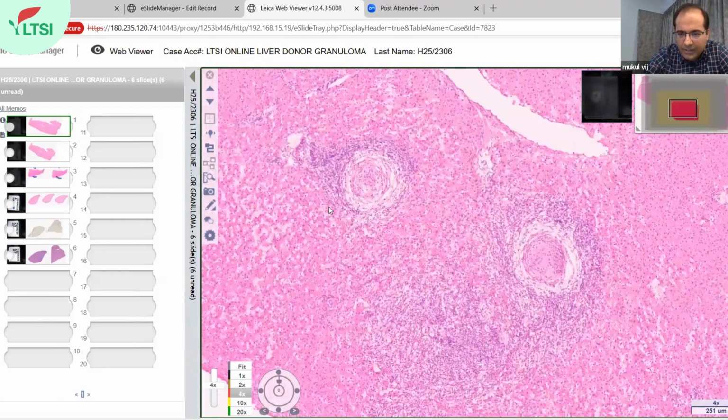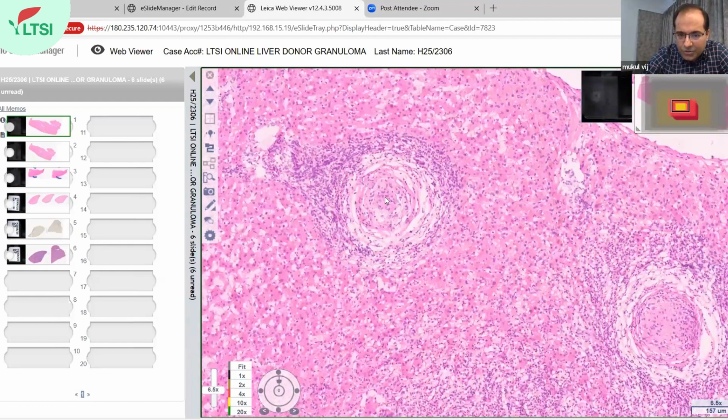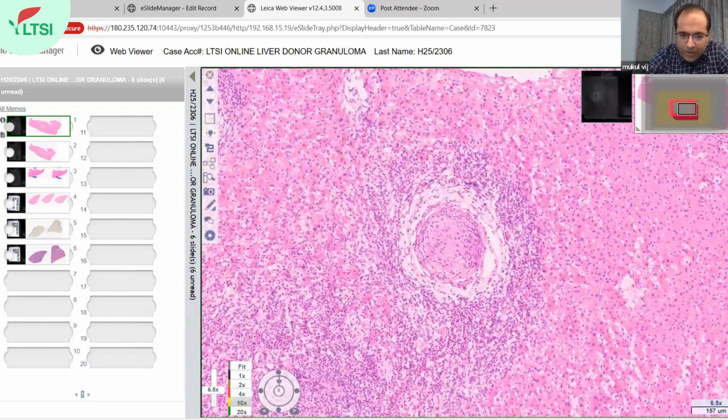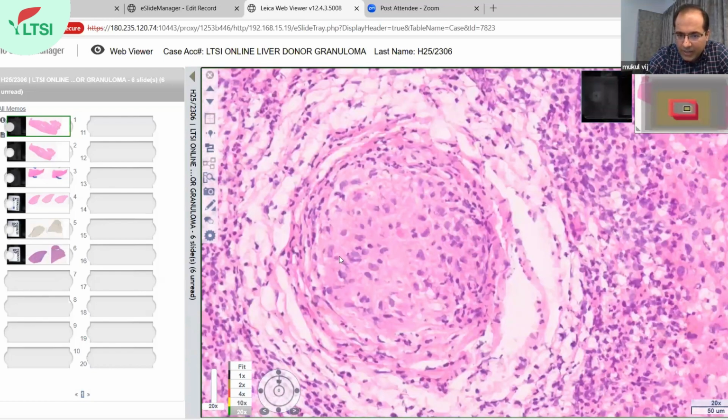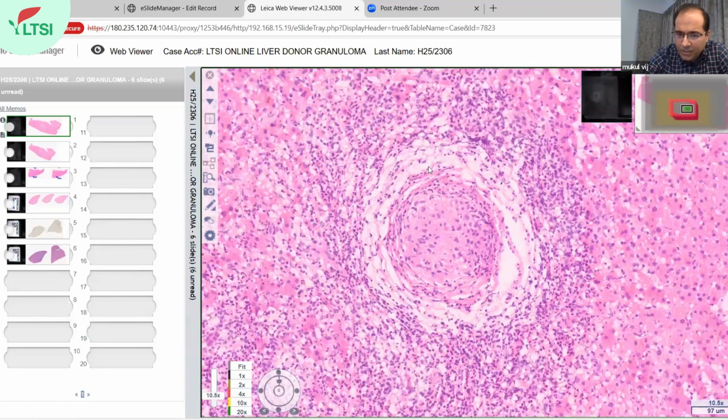At high power, there are these granulomas with some inflammation around them. These are epithelioid histiocytes. There's some fibrosis, and surrounding it there is also some inflammation. Here you can see a somewhat better formed granuloma. This is again a granuloma. These are all epithelioid histiocytes with slipper-shaped nuclei, and surrounding them you see inflammation.